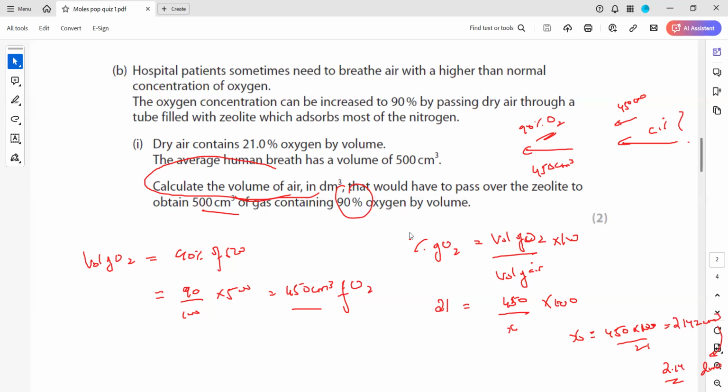So the question was actually how much air should pass over this zeolite, the catalyst, so that we obtain 450 cm3, which is 90% of the total gas. Is it clear, this one? Yes.